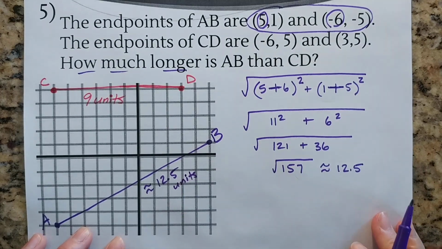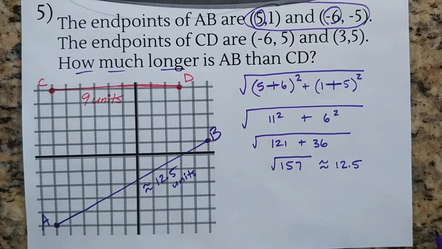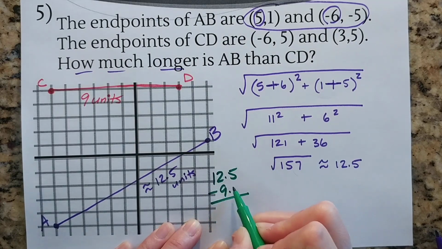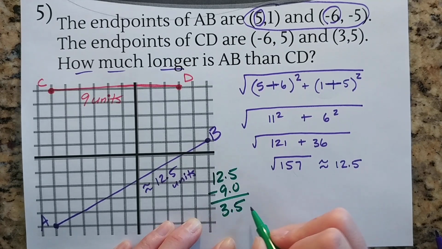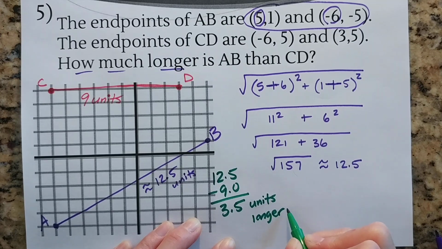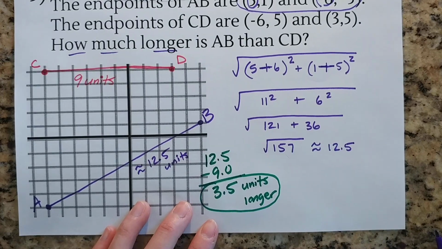Now remember, the question asked us, how much longer is AB than CD? So think about what your next step would have to be here. You'd have to subtract them. Or just do it in your head. How much longer is 12.5 than 9? So if I take 12.5 and I subtract 9, remember that's 9.0, you could use a calculator or not, and you get about 3.5 units longer. So here is my solution.